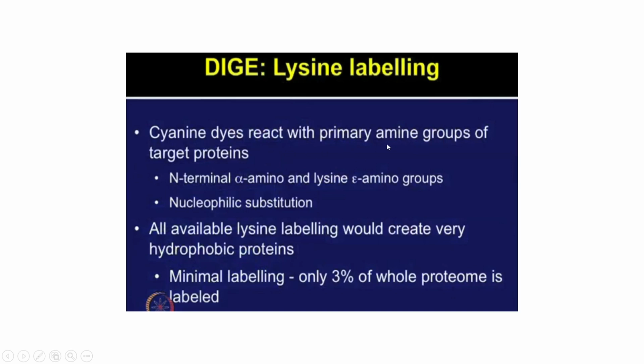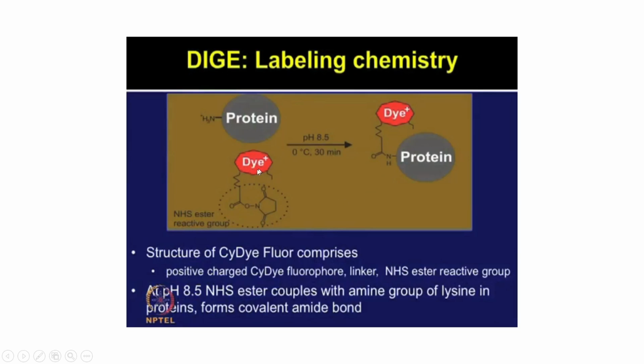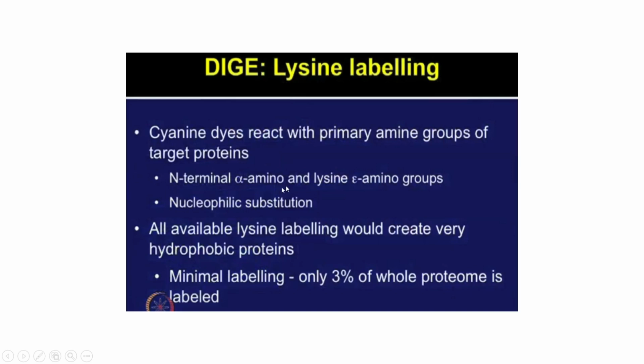So it reacts with the primary amine group of the target protein, the N-terminal alpha amino and lysine epsilon amino groups, and nucleophilic substitution happens. So this reaction by which it is getting attached is called nucleophilic substitution.